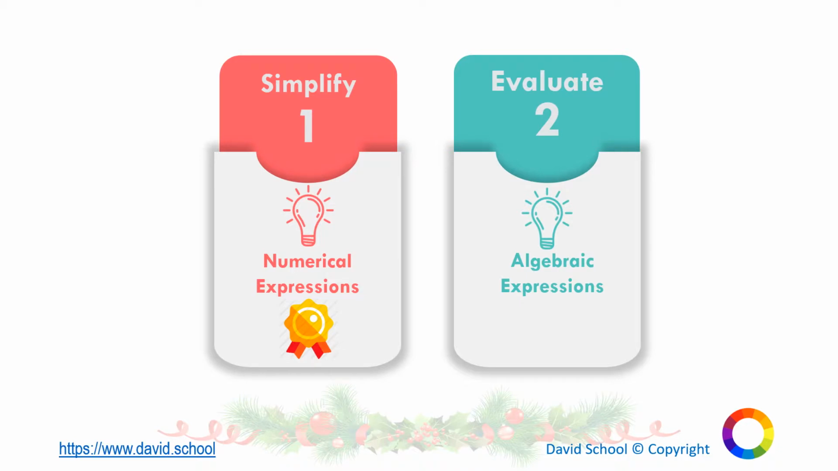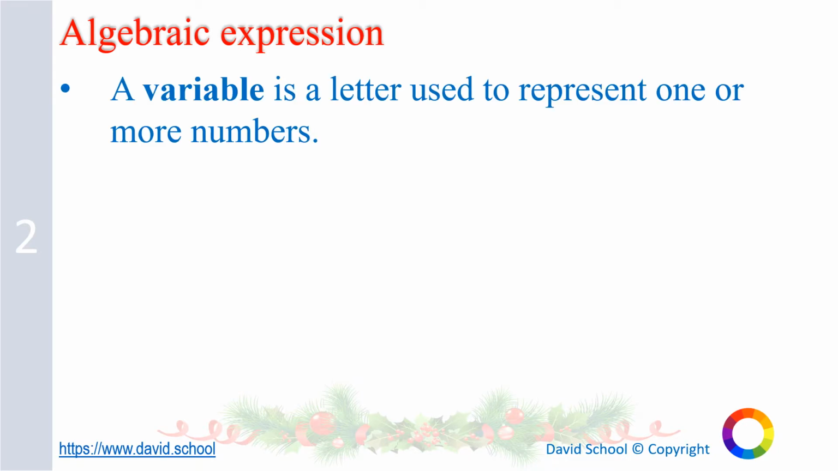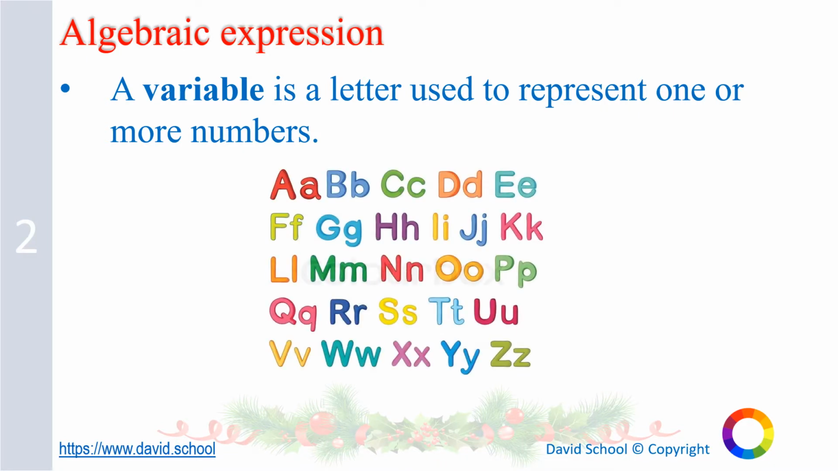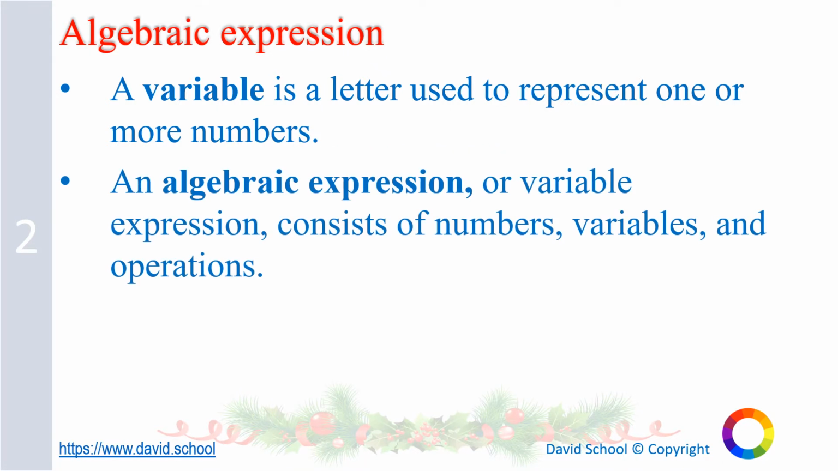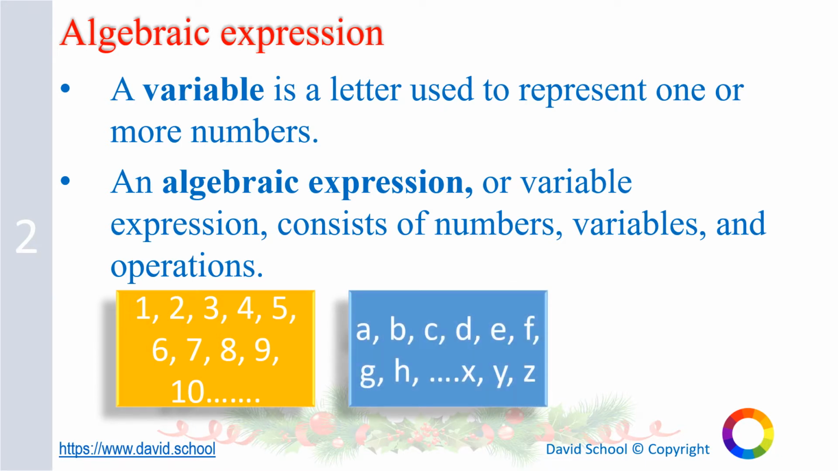Now let us see how to evaluate algebraic expressions. Before that, we will understand what is an algebraic expression. A variable is a letter used to represent one or more numbers. Generally, we use English alphabet as variables. We also use Greek alphabet in math. These are the variables.